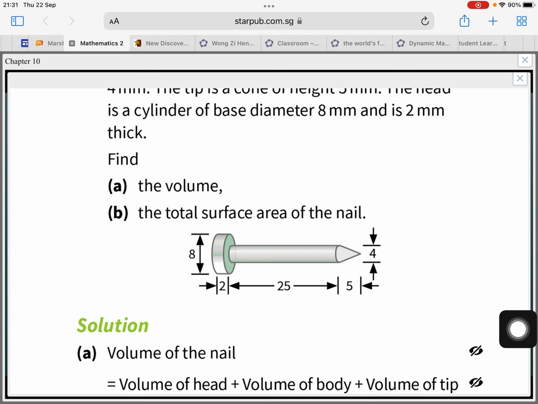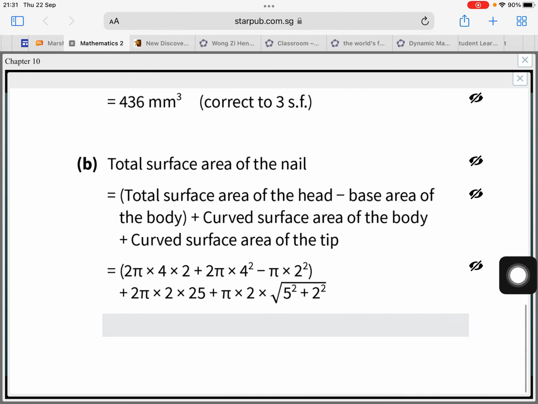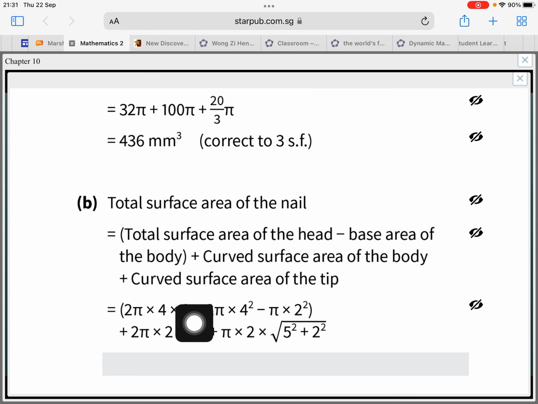Circumference, usually we use 2 pi r. In this case my r is 4. So 2 pi r, where r is 4, then times 2, which is the height. So it is the curved surface area of the head.